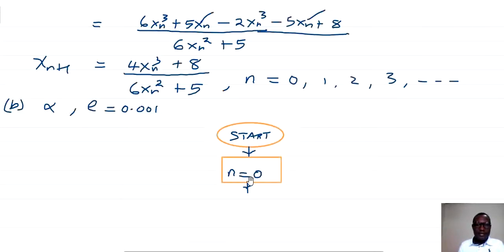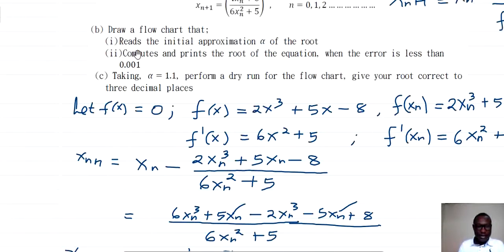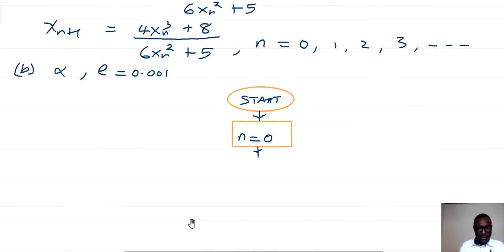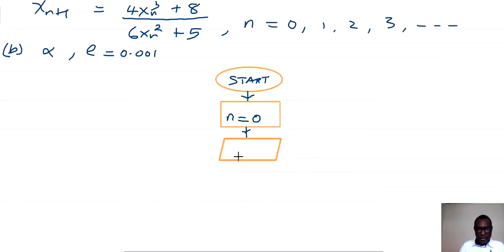Having assigned n to be equal to 0, the question is now telling us to read the initial approximation of alpha. So reading is a command. Within this command box, we are going to read our initial approximation alpha. So having read alpha, and having assigned small n, we can substitute in this, meaning we are now going to bring in the arithmetic box here.